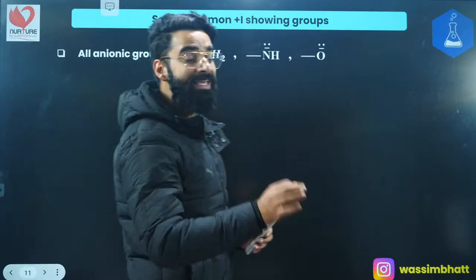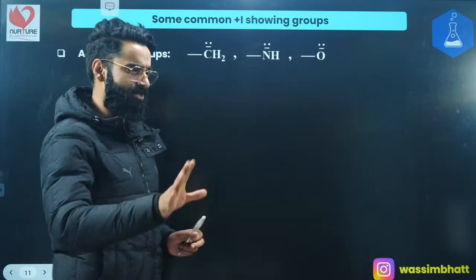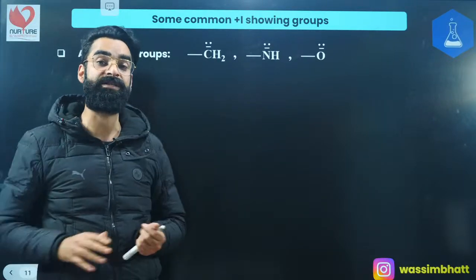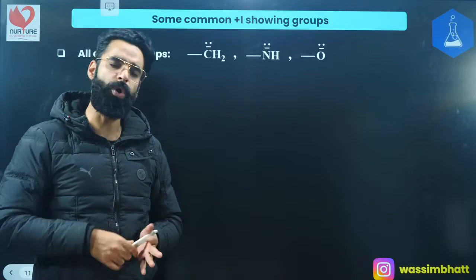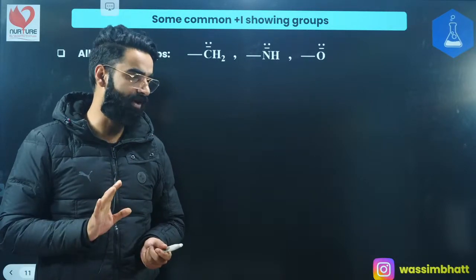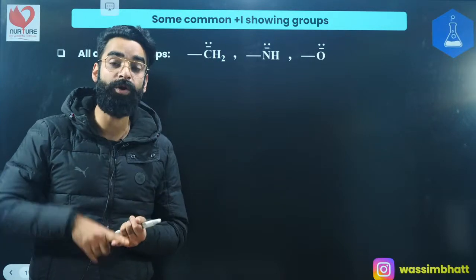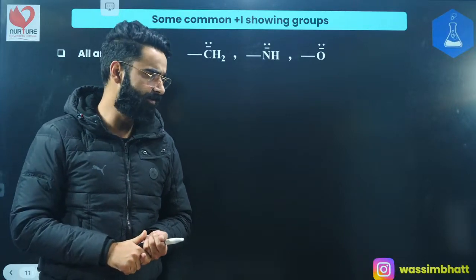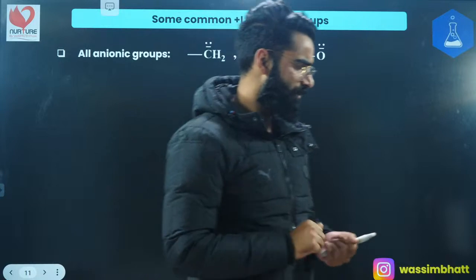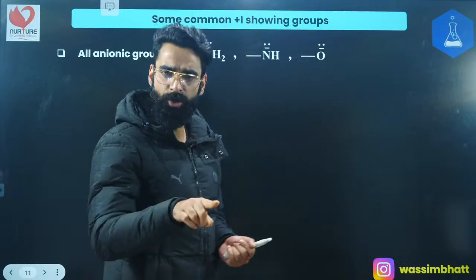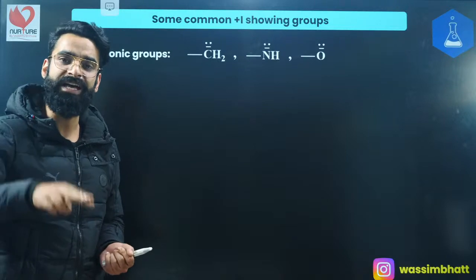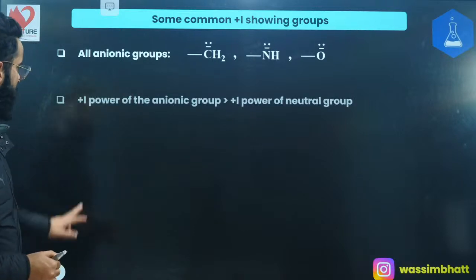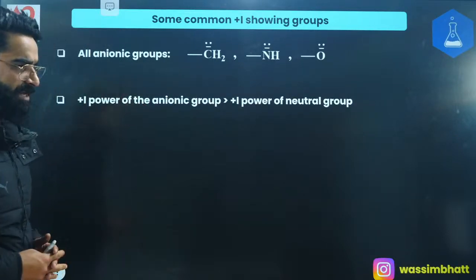Do remember all the anionic groups, any group which contains negative charge on it, that's what we call the anionic group, right? And all the anionic groups are going to increase the sigma electron density in the carbon chain when attached with the carbon chain. So all the anionic groups are going to show plus I effect, right? And do remember, plus I power of the anionic group is always greater than plus I power of the neutral group, right? Do remember this as well, it's very important.